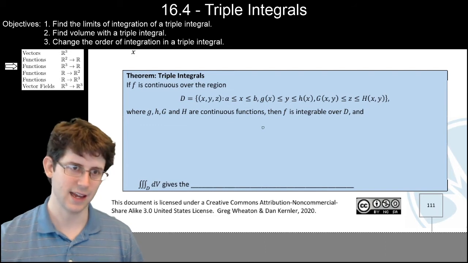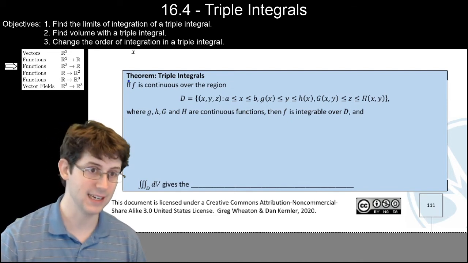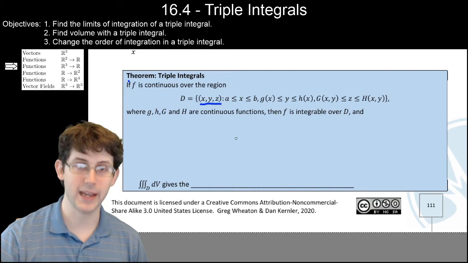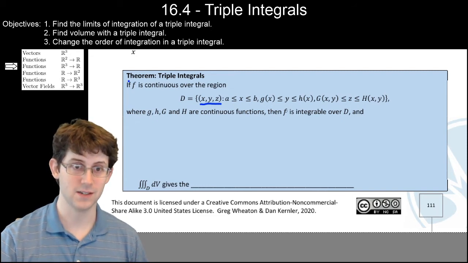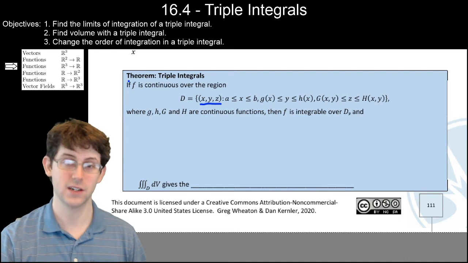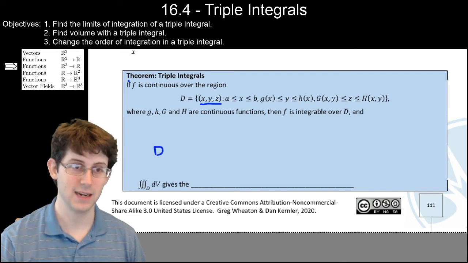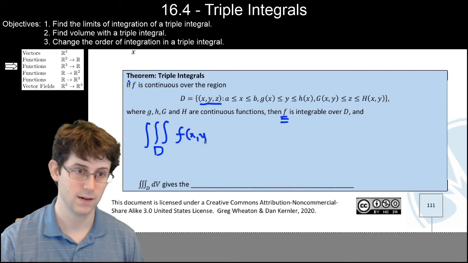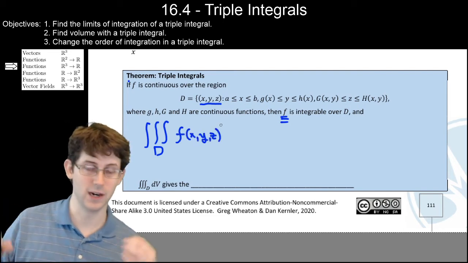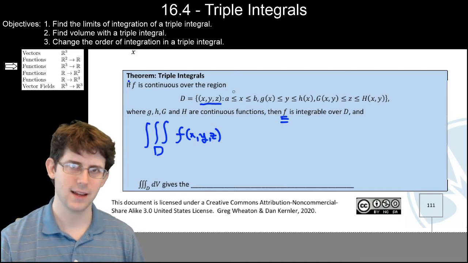So let's say that you have a region, and now instead of the region being a region in the xy plane, the region is a set of points in space where the x's are between certain numbers, the y's are between certain functions of x, and the z's are between certain functions of both x and y. In that situation, the region is made up of points in space, so you can integrate over that region by using a triple integral. And you can integrate a function like the one that I have over my head here, where the inputs are points in space and the outputs are numbers.